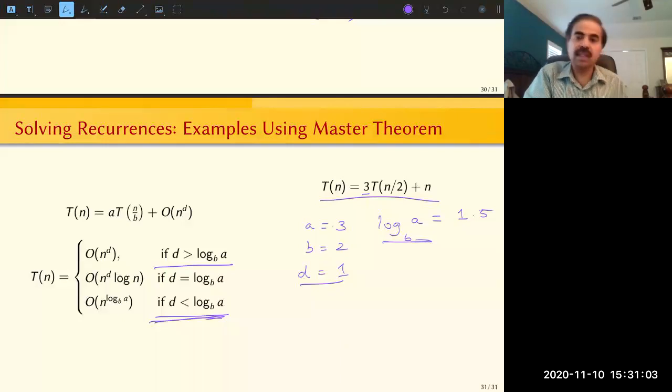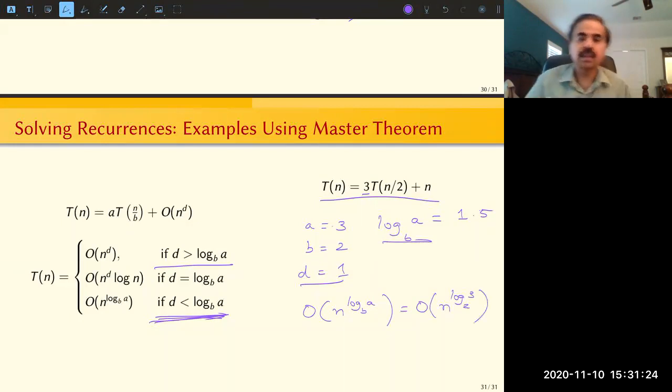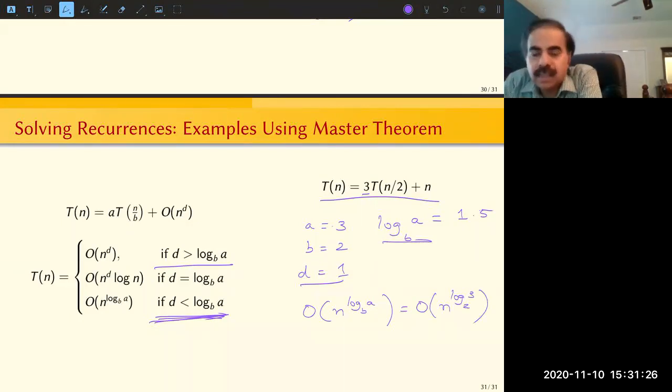Conveniently, because it's the third, we already looked at the other two cases, so we must be left with only this case, right? So the answer is O of n to the power log b to a, which is O of n to the power log 2 to 3. Okay, so that's the solution to this recurrence.